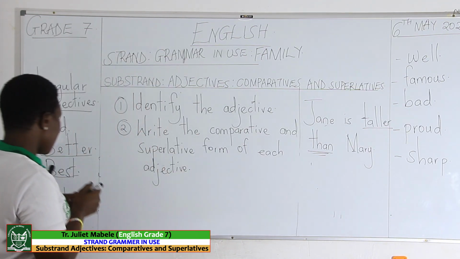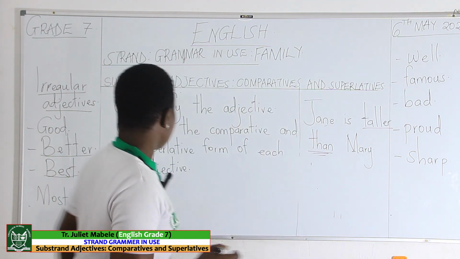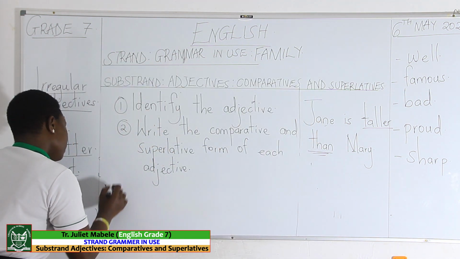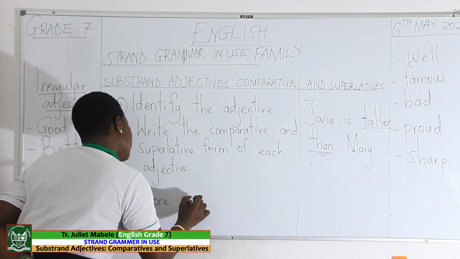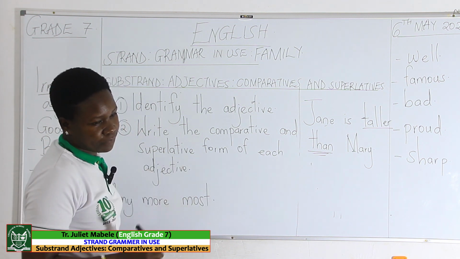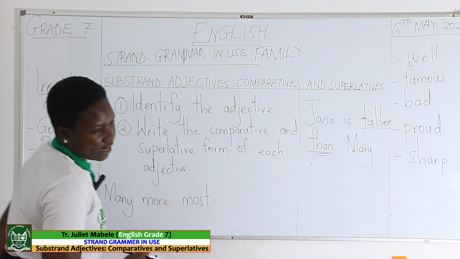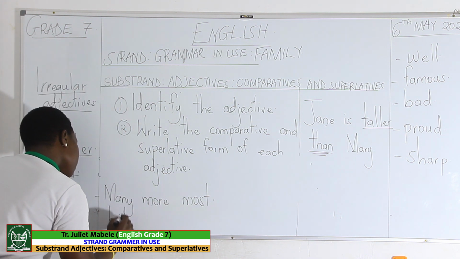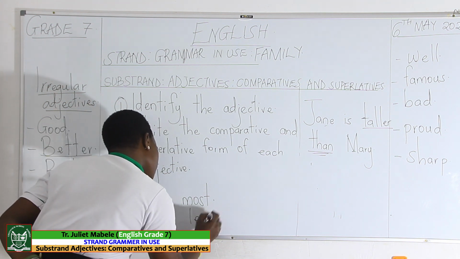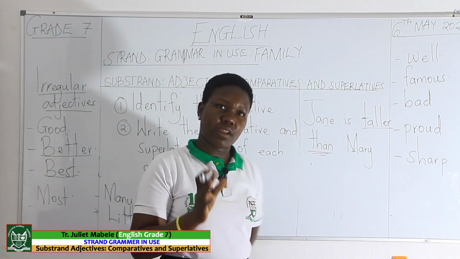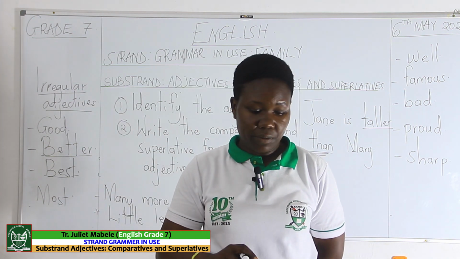More examples could be many, more, and even most. Right? We can have another one. We can have little, less, and least. We have many examples of irregular adjectives. You can find them and even write them down.